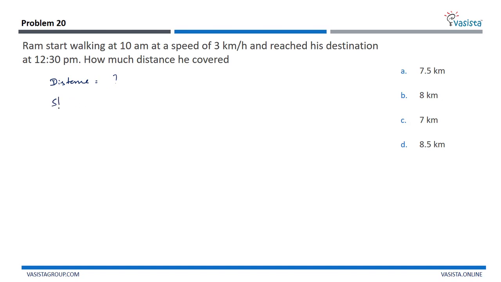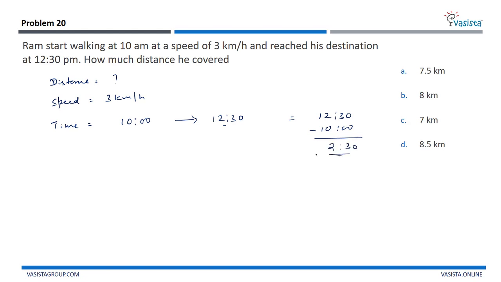They have given the speed. Speed is equal to how much? That is 3 km per hour. Now what is the time? We need to find the time. He started at 10 a.m. and reached at 12:30 p.m. Now subtract it: 12:30 minus 10 is 2 hours 30 minutes.